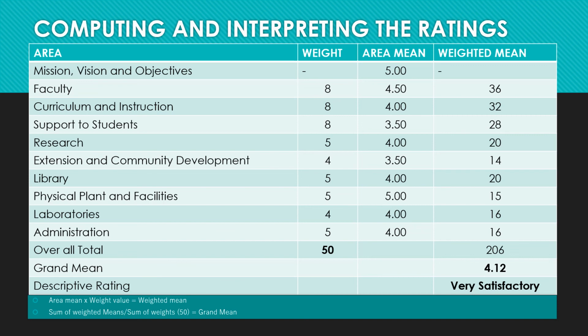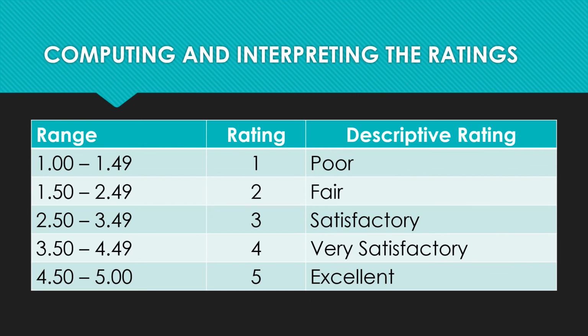So, how do we compute now the weighted mean? The area mean times the weight value is equal to the weighted mean. And we can get the grand mean by dividing the sum of the weighted means by the sum of the weights, which is the grand mean. So, ayun yung ating grand mean for our program. Malalaman natin kung sa program based from the ratings na makukuha natin.